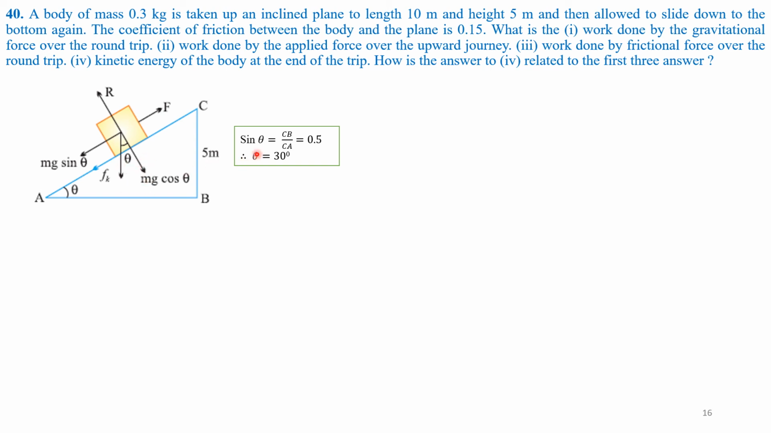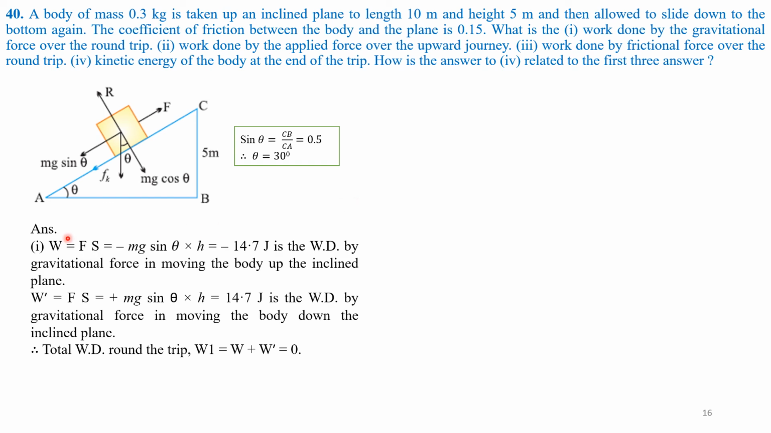So sin theta is equal to CB, that is vertical, by hypotenuse. Therefore CB by CA, CB is 5 and CA is 10. Therefore sin theta is 0.5 and finding the value of theta, it is 30 degrees. So the details are given.